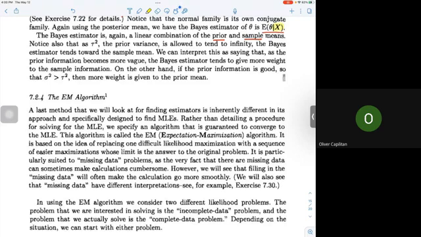It is particularly suited to missing data. So baka yung iba dyan, no, yung kinang paper nila sa MS, we have this having a missing data. So we have missing data problems, as the very fact that there are missing data can sometimes make calculations cumbersome. However, we will see that filling in the missing data will often make the calculation go more smoothly.